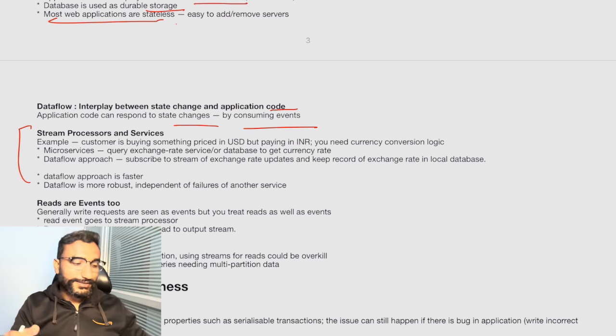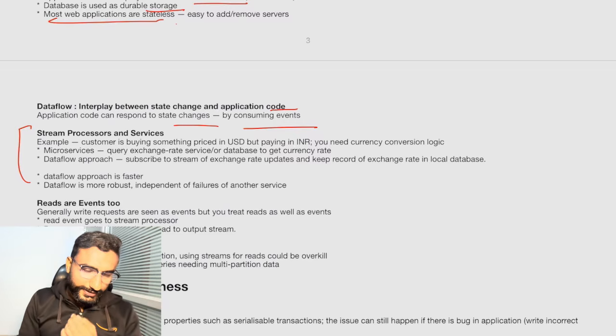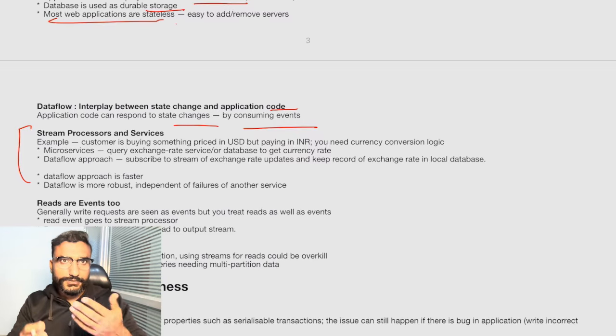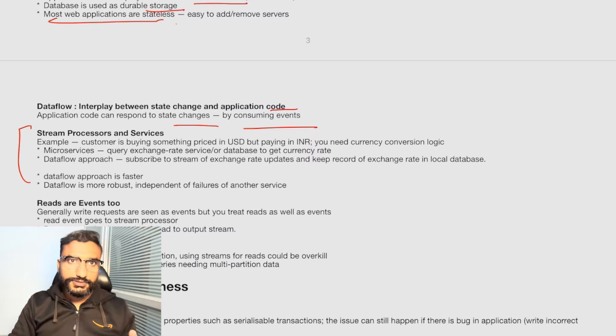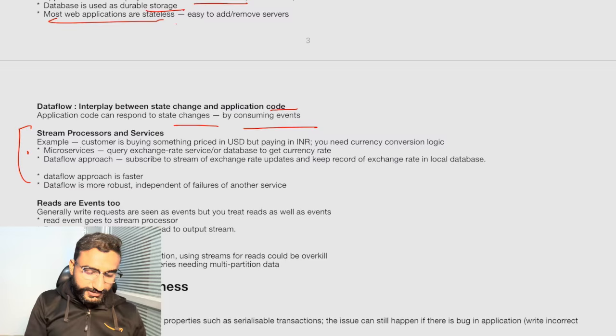So you're trying to buy this book on Amazon, and the price is in USD, American dollars basically, and then you will pay via INR. So Amazon, as an example, will have a requirement for that currency conversion logic. There are basically two approaches. First is you have microservices.